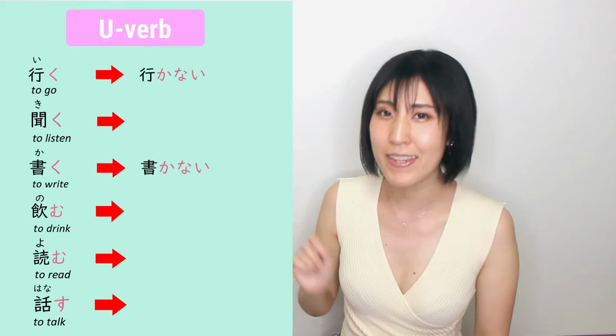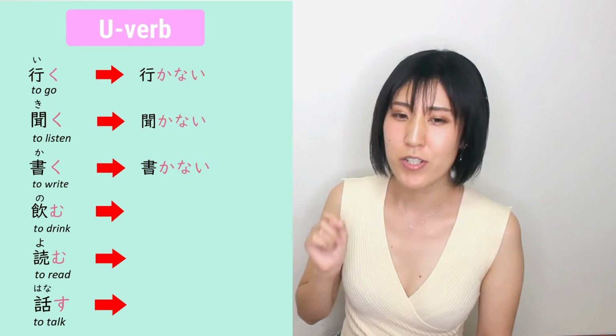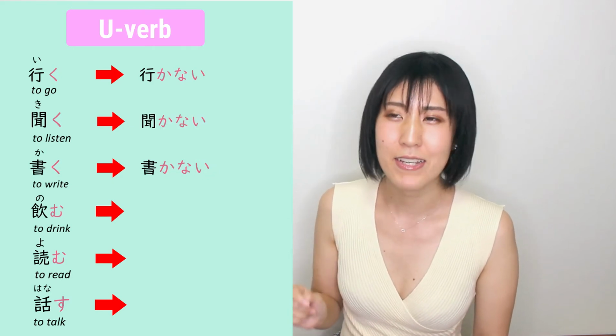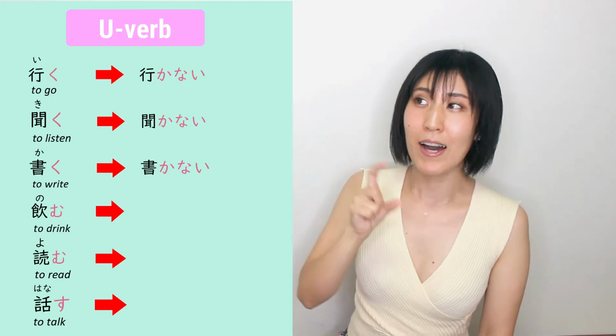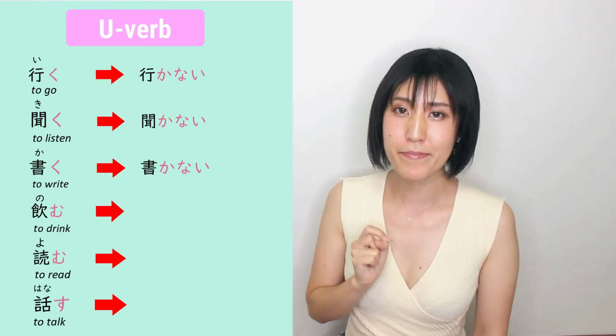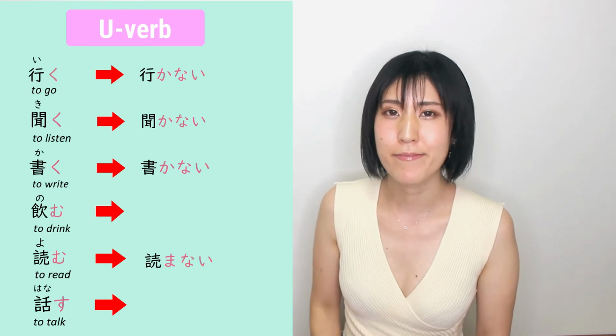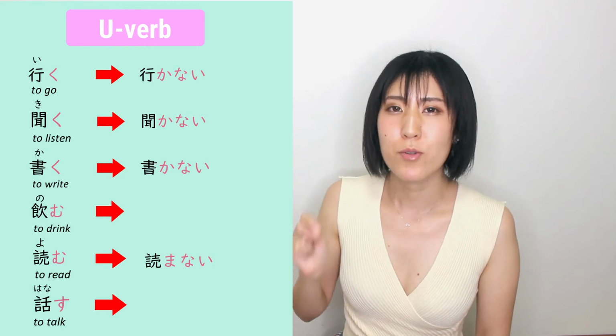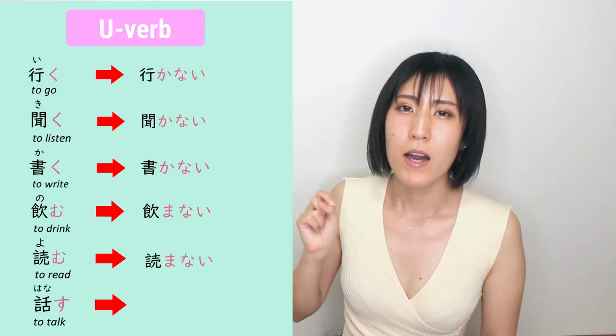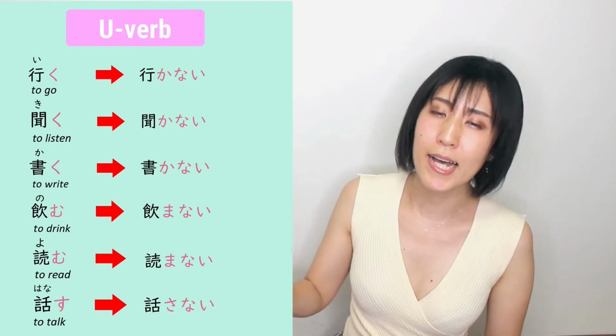Kaku, kakanai. Kiku, kikanai. Yomu, the a sound is ma, right? Yomanai. Nomu, nomanai. Hanasu, hanasanai.